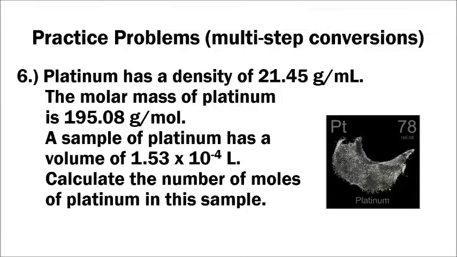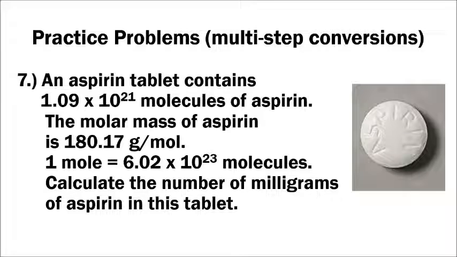All right, number 7. An aspirin tablet contains 1.09 times 10 to the 21st molecules of aspirin. The molar mass of aspirin is 180.17 grams per mole. Avogadro's number, 6.02 times 10 to the 23rd molecules equals 1 mole. Calculate the number of milligrams of aspirin in this tablet.